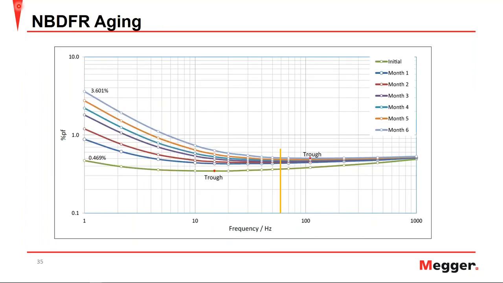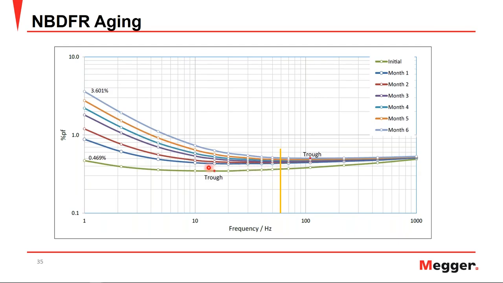Here we have narrowband DFR and how it looks as a transformer ages. In this case, we had a transformer that was overloaded for 6 months, and monthly measurements were taken. 500 Hertz is here, so the cutoff is here, but we can see that our 60 Hertz value does not change very much throughout the 6 months. But the 1 Hertz value goes from 0.469, or 0.47, to 3.61 six months later, while your 60 Hertz value doesn't change very much.